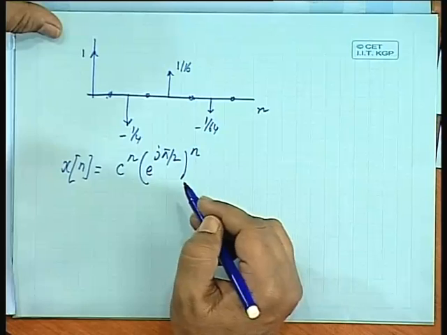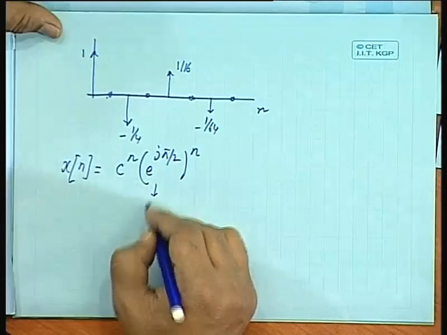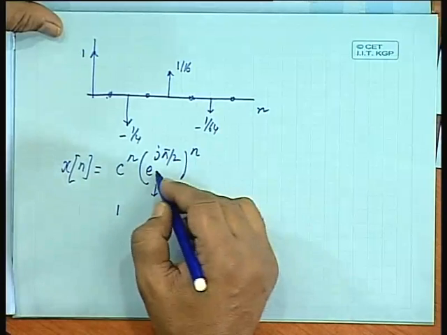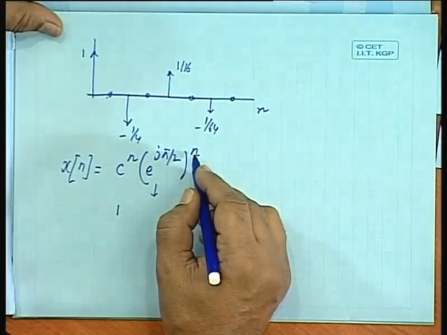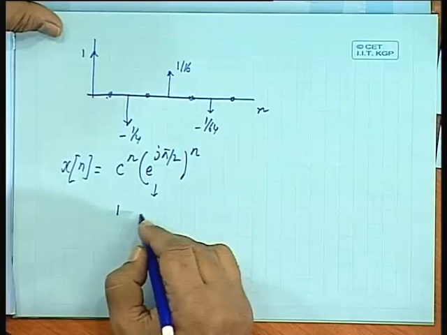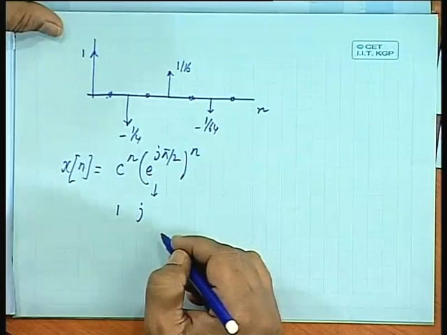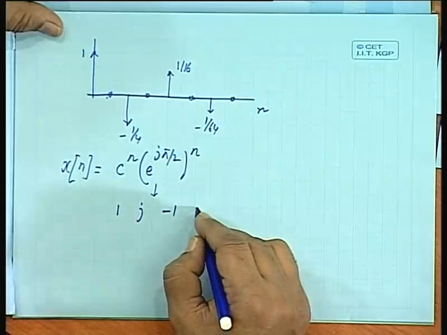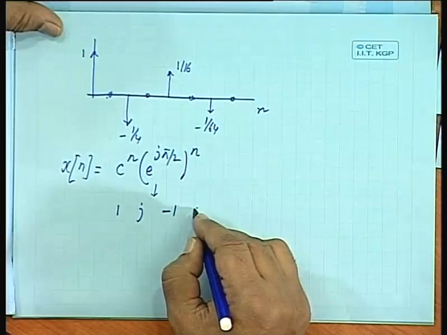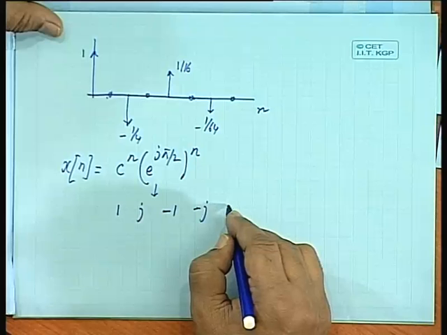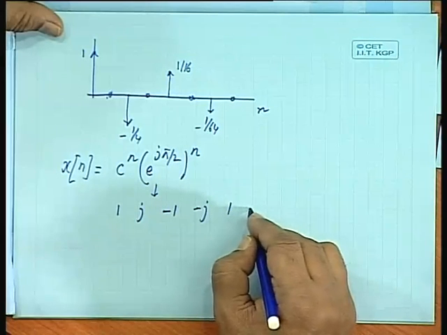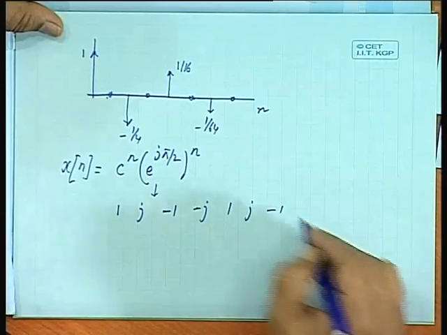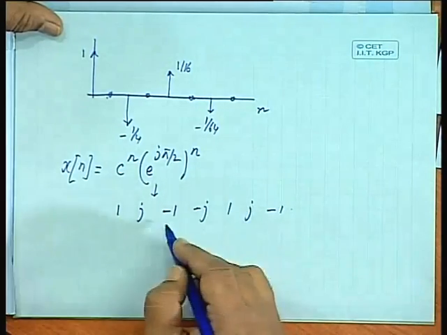What are the values of e to the power j pi by 2 n for different values of n? n equal to 0, it is 1; n equal to 1, e to the power j pi by 2, so that will be j, and then minus 1, then again minus j, then plus 1, then j and so on. Okay. So, that does not satisfy this.